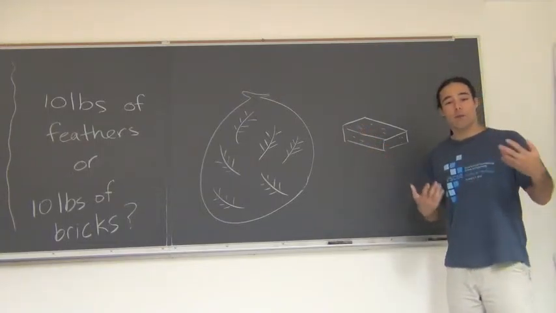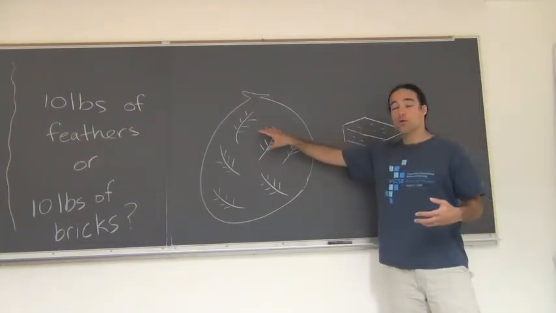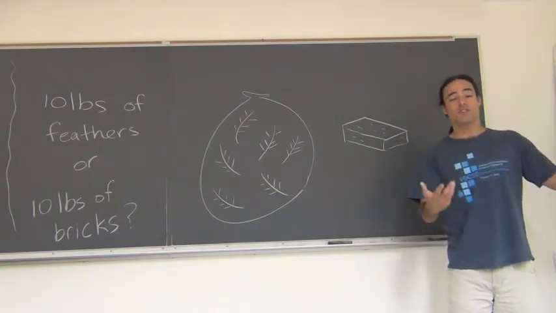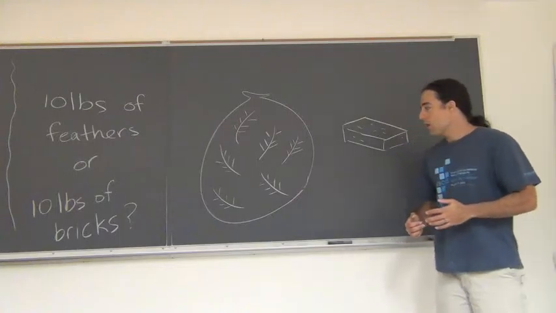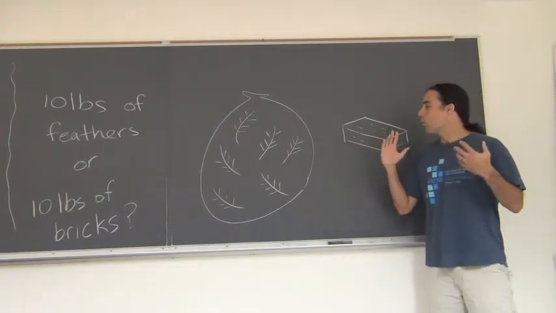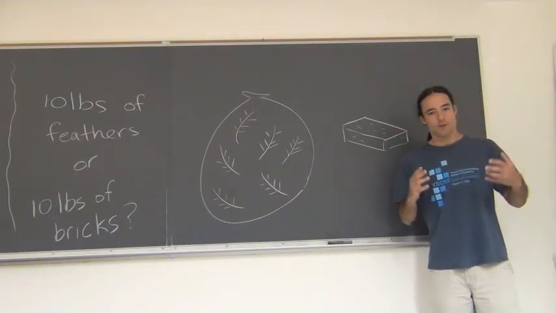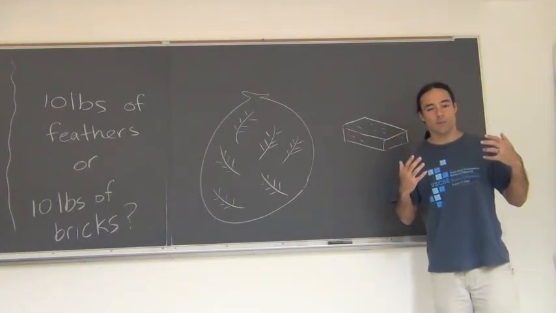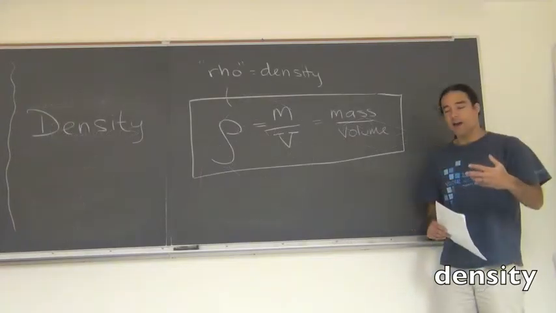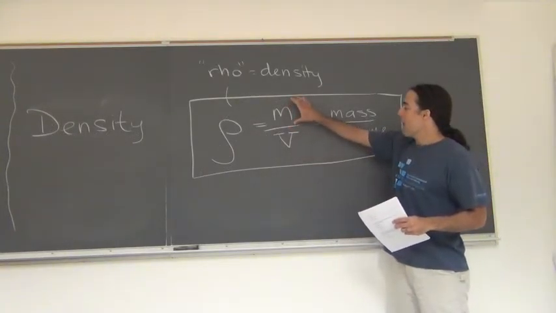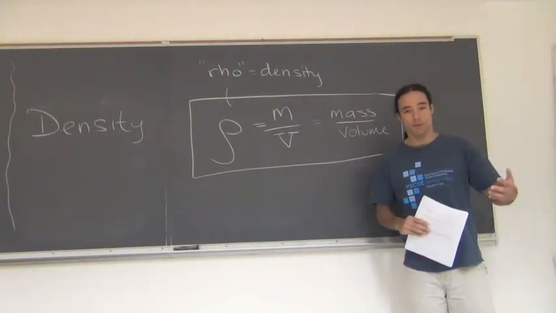So one brick might weigh 10 pounds, but I would need a huge garbage bag, probably several garbage bags filled with feathers in order to get 10 pounds of feathers. So really, when we're talking about these two different objects, we have this conception in our head of what's heavy. What we really want to pay attention to is density. We define density as the mass per unit volume of a substance.